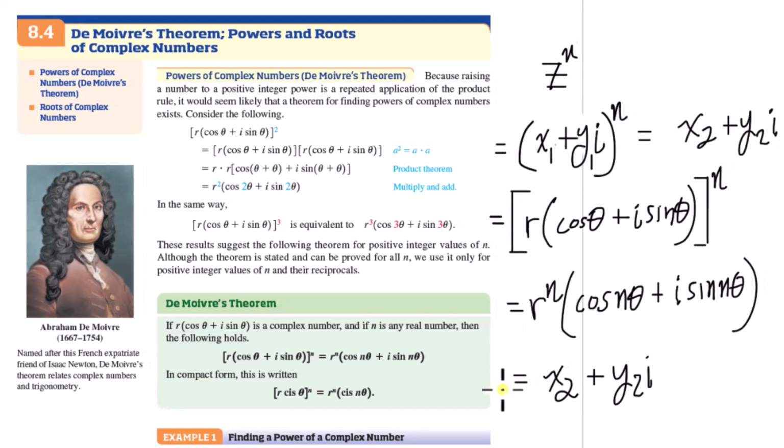You could leave it in polar form if you want, but I think typically polar form is something you do as an intermediate to doing a calculation. Okay, and so this is de Moivre's theorem. Where r cosine theta plus i sine theta represents a complex number in polar form, to the n power is r to the n cosine n theta plus i sine n theta. And they just put that in the compact cis form here.